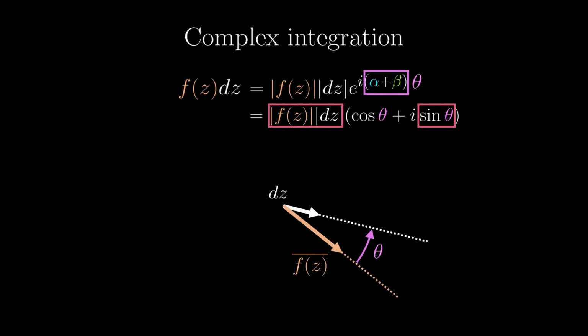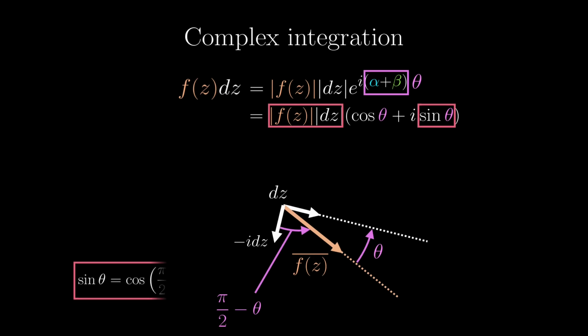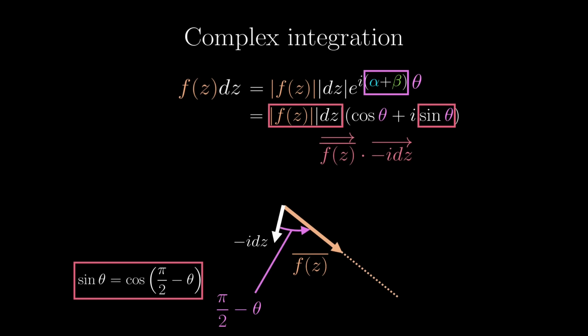What about the imaginary part? Even though it screams cross product, we'll use something else. We'll consider the normal to dz. Then angle made between the normal and f bar is pi by 2 minus theta. Since sine theta is just cosine of this angle, we can identify this imaginary part as another dot product. More precisely, it should be the dot product of f bar and the normal.